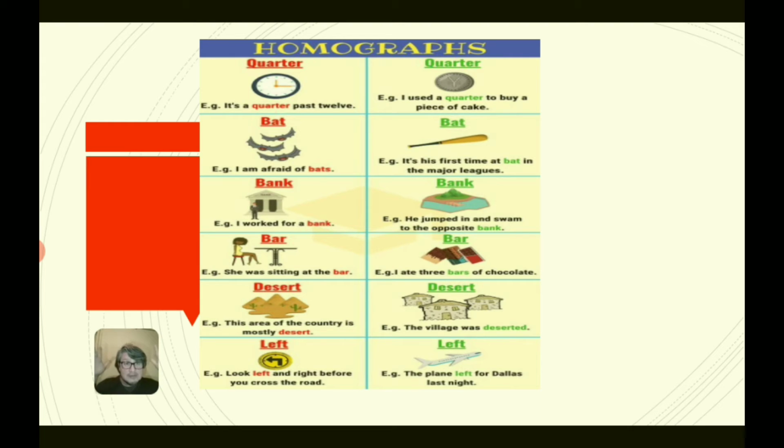Second one, like Batman, I'm afraid of bats. Bats, the animals. And it's his first time at bat in the major leagues. Bat, that device made usually of wood and some other materials to play baseball. The bat, right? So you have bat, the animal, and bat, the device that you use to play baseball.